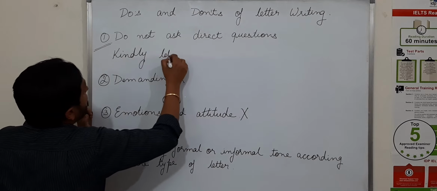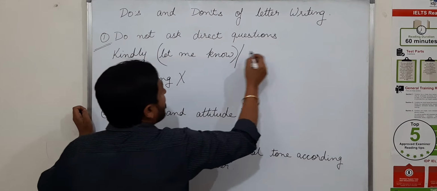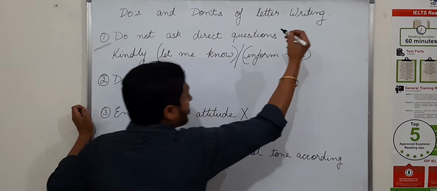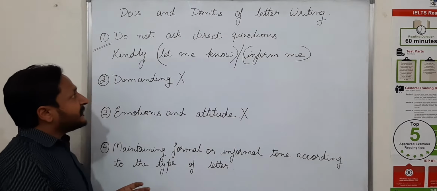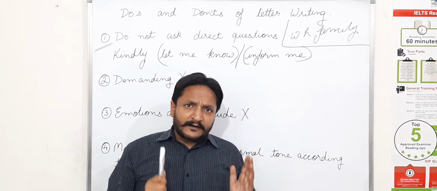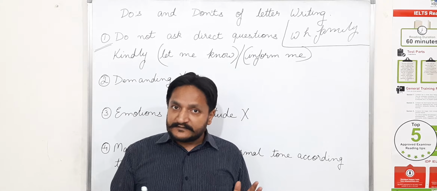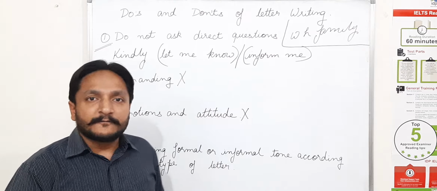Kindly let me know, or kindly inform me about the procedure. Guys, we have a term in English that is called WH family. WH family is the words like where, which, how, who, all of them start with a W or an H. So when we are writing the letter, we cannot use the WH family. So instead of that, we'll say kindly let me know or kindly inform me.